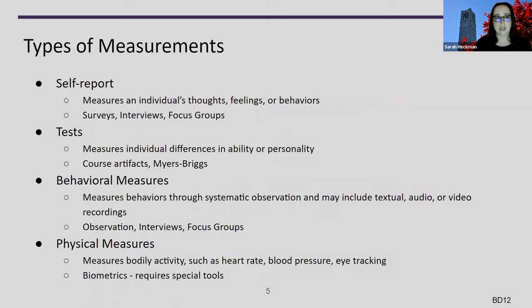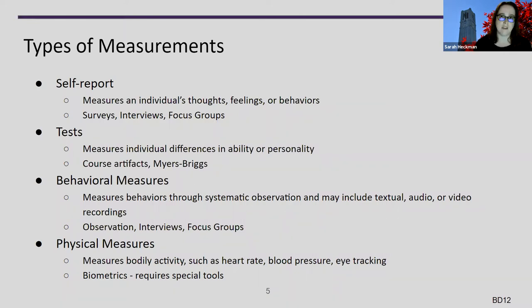Now there's all different types of measurements. There's self-report. These are measurements that we get through interviews, through thoughts, feelings, and behaviors of the subjects under study. These are usually from surveys, interviews, and focus groups. We also have tests. These are things that measure individual differences in ability or personality. So you can think about these as being course artifacts. So how did the student do on a particular assignment? We can also think about this as things like Myers-Briggs.